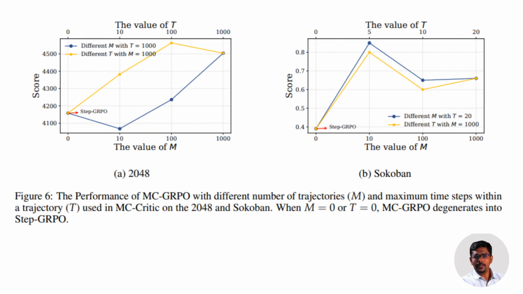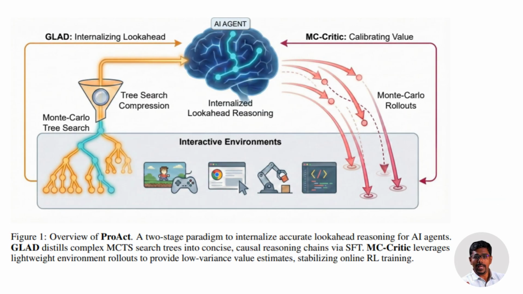The paper also gives a practical recipe. Dense rewards, use more Monte Carlo rollouts. Sparse rewards, too many rollouts actually hurt. And here's the big pitfall: if you don't ground reasoning in the environment, long chains of thought become long chains of mistakes. ProAct shows something important. The future of agent reasoning isn't longer thoughts, it's truer thoughts, grounded, compressed, and learned from reality itself.